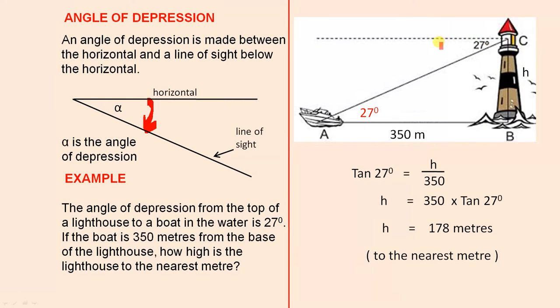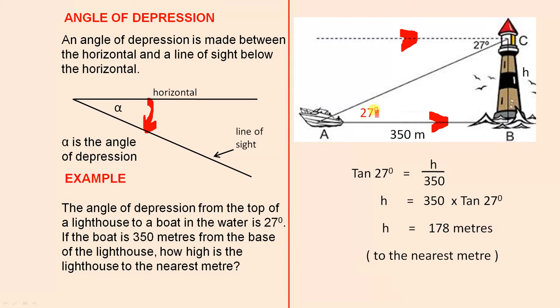Now, if you note from earlier videos, those two lines here are parallel. See that one there? So that line there and this line here are parallel. See, that's a horizontal there. So we have another line here. Now you remember from earlier videos, these two angles are alternate angles, so they're equal. So if the angle of depression is 27, that means that's 27 degrees there.